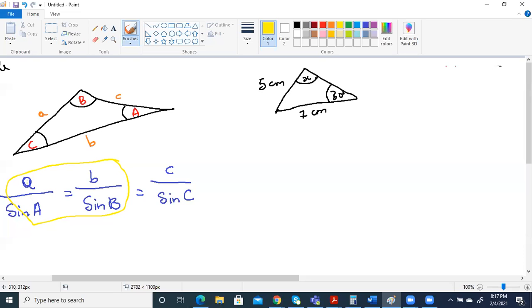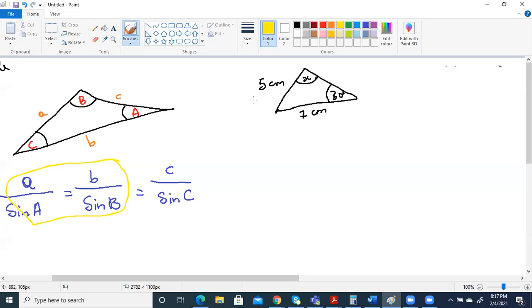So if you have side A and angle A and side B, you can always find the angle B. But if you have two of them missing, you can't use the formula. You understand? So that is how you know if you can apply the sine rule or not in a situation.